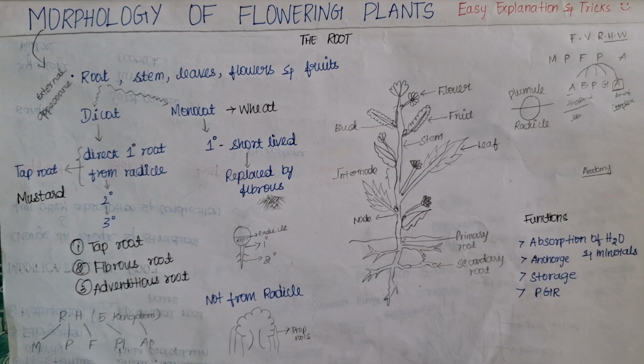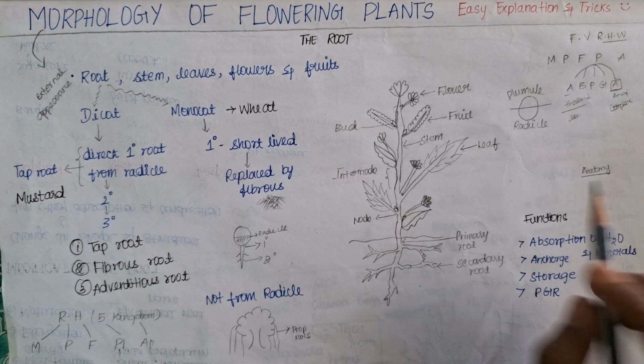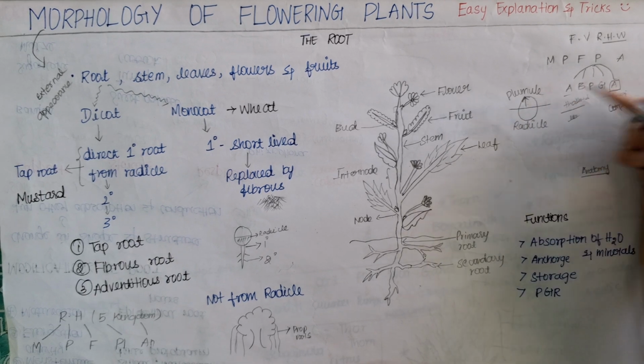So what is this root? Say we have a seed. In every seed there are two parts. The upper one we call the plumule.